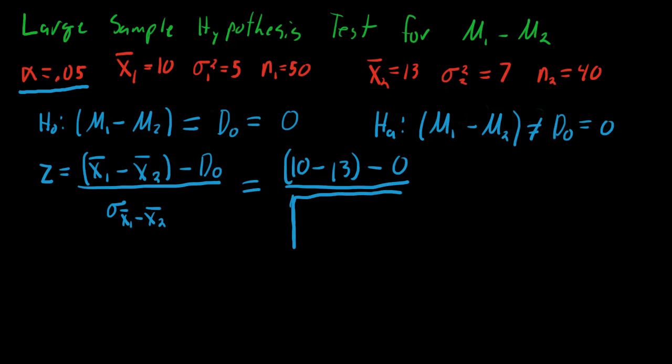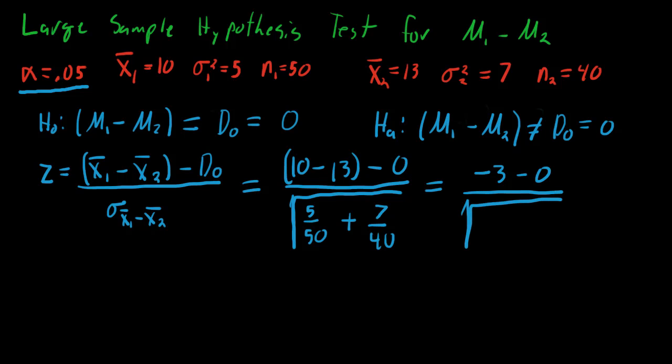is the square root of sigma 1 squared, which is 5, divided by n1, which is 50, and added to our sigma 2 squared, which is 7, divided by our n2, which is 40. And if we keep going with this, we get negative 3 minus 0 over the square root of 5 divided by 50 is 0.1, plus 7 divided by 40, which is 0.175.